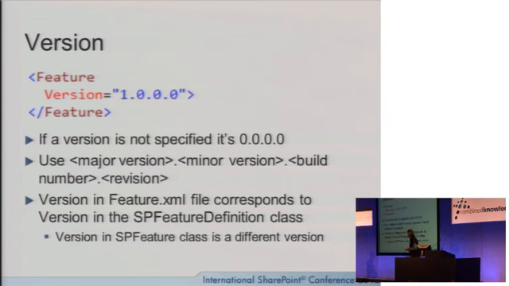Make sure if you create version numbers that you have some sort of structure for yourself. So you could do major version, .minor version, .build number, .revision. You can come up with another structure for yourself, as long as you have a structure and it makes sense in your project.